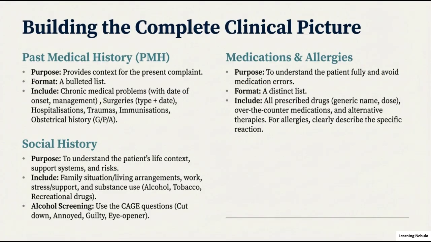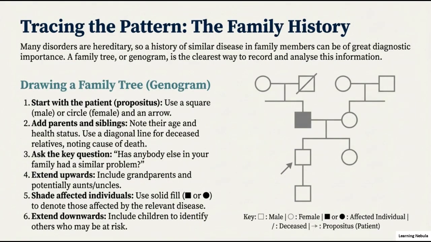All right, slide 11 is tracing the pattern, the family history. And we see a diagram here called a genogram. The family tree. The slide gives us the rules for drawing this. Squares are male, circles are female. A diagonal line through one means the person is deceased. And if someone has the disease we're looking for, use a solid fill. You basically black out the square or circle, and you use an arrow to point to the propositus, which is just the fancy term for your patient.